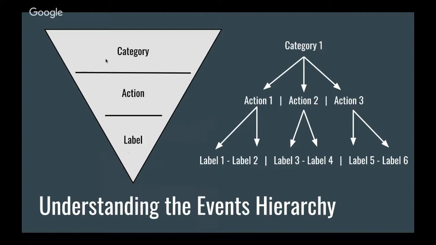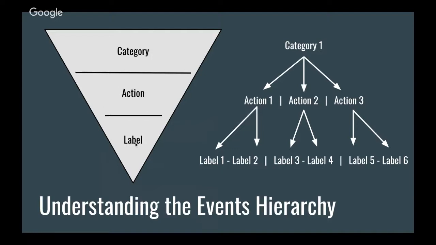So category being the broadest, we might have a category for events that's just called click. And the click could be on various different things, but that particular category records all the clicks. And then in action, you might have a few different actions like link click or button click or menu click, things like that. So you're just further defining your category.